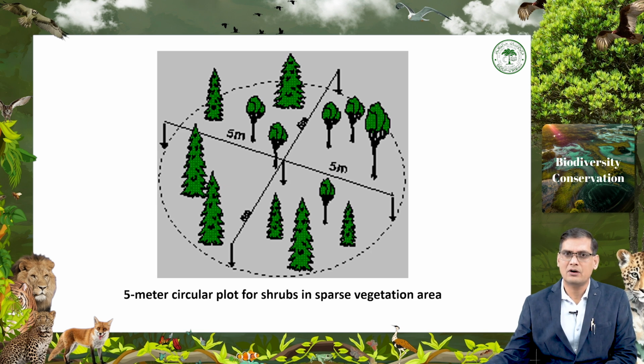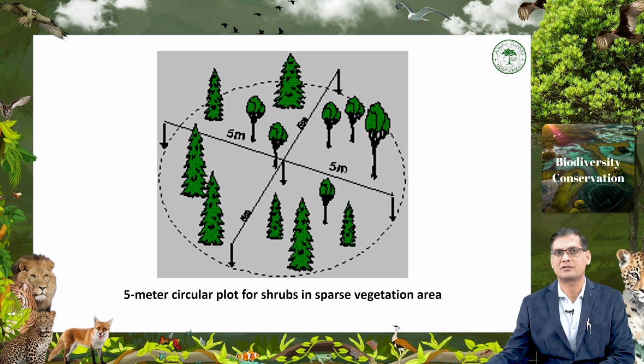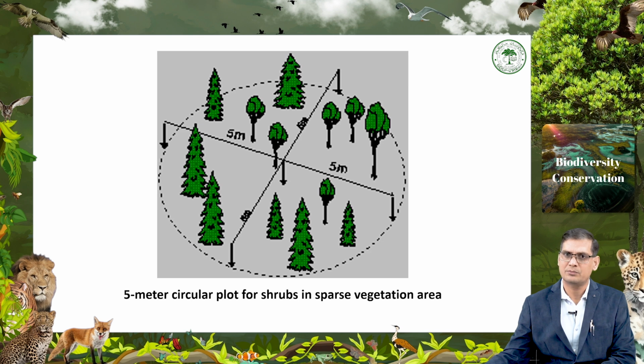This is the depiction of a 5 meter circular plot used to count the shrubs to determine the shrub density and diversity in the habitat of a species where vegetation is sparse. We should use large circular plots in areas with sparse vegetation in comparison to the areas having dense vegetation. So we can use a 20 meter circular plot for trees and a 5 meter circular plot for shrubs in areas having sparse vegetation, such as the deserts.